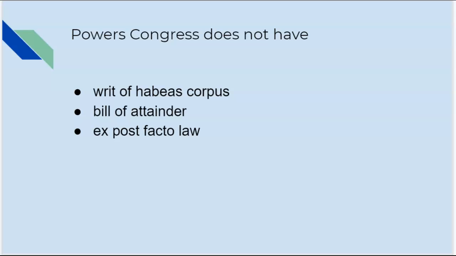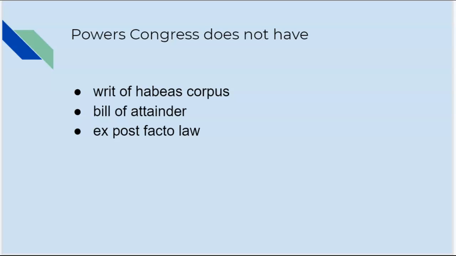So then let's go into powers that Congress does not have. We often talk about things they can do, but these are things that Congress cannot do. So, writ of habeas corpus. This is when a prisoner gets to know why they are being held prisoner, what the charges are against them. A thing that Congress cannot do is suspend this. A prisoner always has a right to know what the charges are against them. They always get to know why they are going to jail.